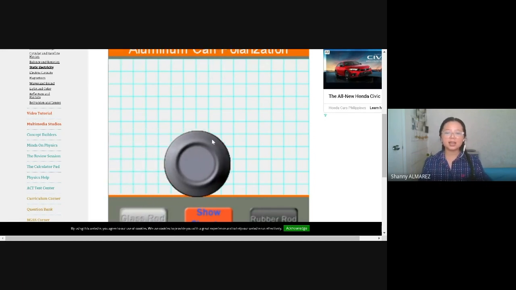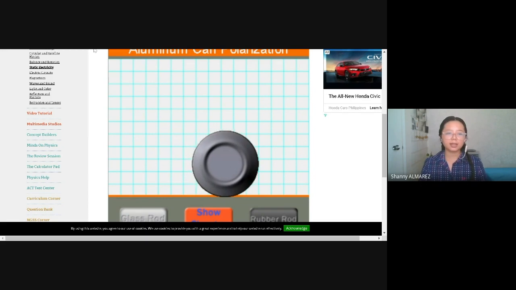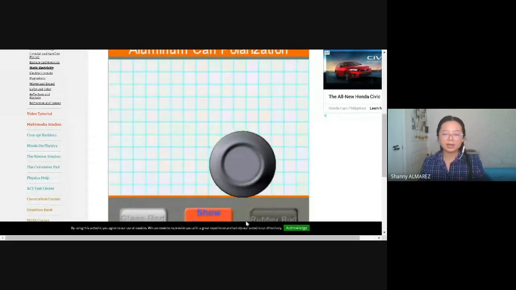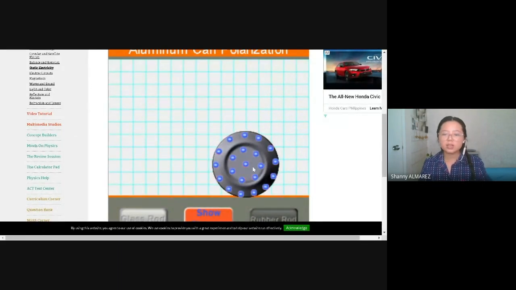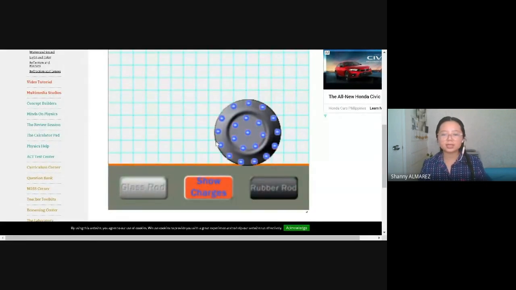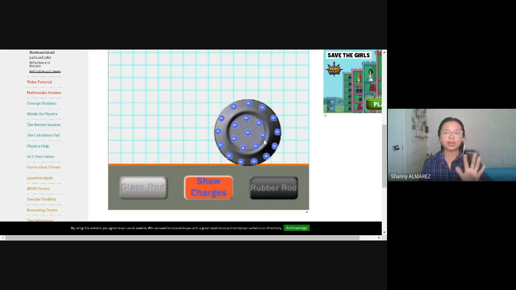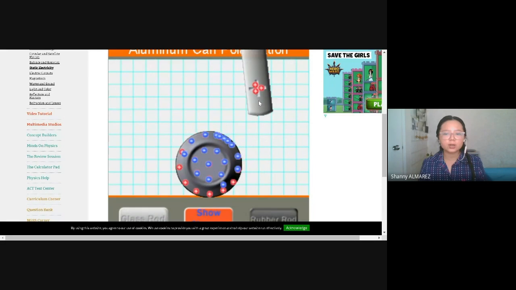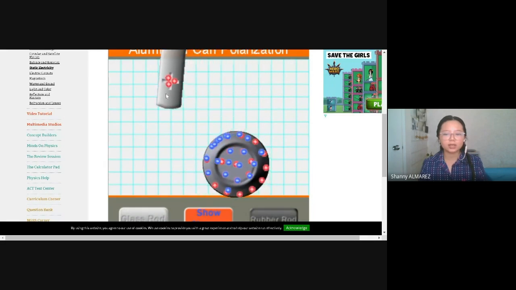So this is an aluminum can. Ayan. So nakikita niyo naman, this is an aluminum can. And initially, we can see that this is neutral. So sa ilalim niyang mga blue na yan, blue circles, meron diyang negative. So neutral po yan. Okay? What will happen is, I will put the positively charged rod near to the object.